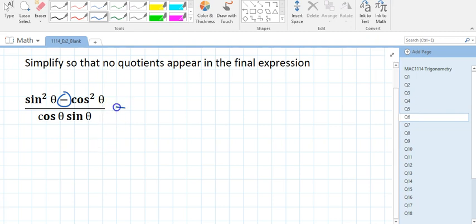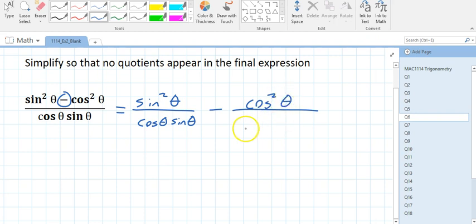There is a fraction that has sine squared theta over cosine theta sine theta, minus another fraction that has cosine squared theta all over cosine theta sine theta. Separate them into the two fractions, and it's because of that subtraction in the top that we can do that.